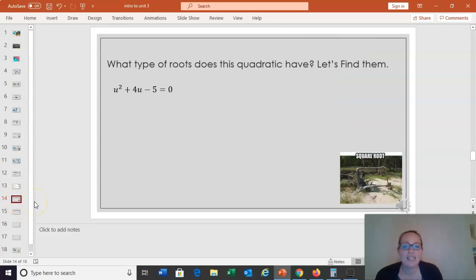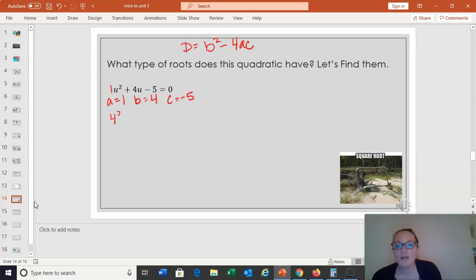So here we're going to do the test. What type of roots does this quadratic have? And then let's find them. So remember, the test is just the discriminant, which is what was under the radical, so just this part. So you still want to get it in standard form so we can pull off the A is 1, B is 4, and C is -5. You still need those 3 important values. Then we'll plug them in.